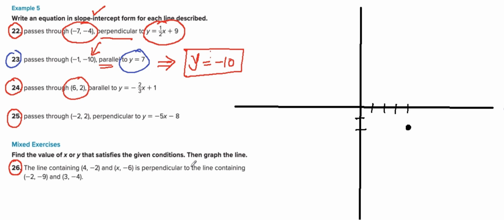Then (x, -6), I don't know what x is, that we will find out. And the other line has (-2, -9), which will be somewhere down here. Let us suppose this is minus 9. So the point (-2, -9) will be here. Another point is (3, -4). 3 and minus 4 will be down: 1, 2, 3, (3, -4) will be here.